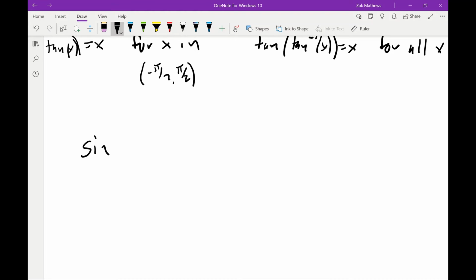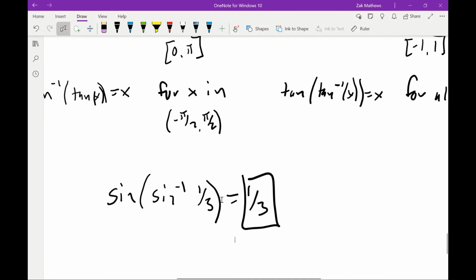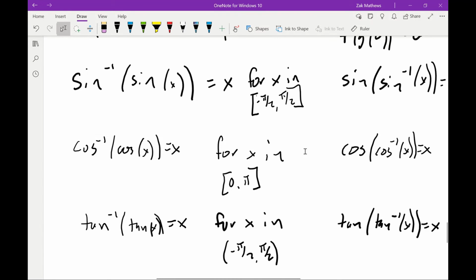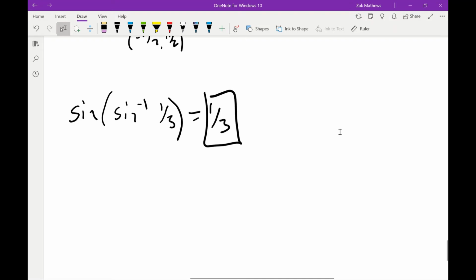Let's say, for instance, that I were to have the problem sine of the inverse sine of 1/3. Well, I know the answer is 1/3. There's no work to be done. I know that that 1/3 is in the domain of my inverse trig function. The sine is in between -1 and 1. Let me do one that we can do the long way. 1/3 is actually not one that we can find an exact value for. 1/2 is. Let's think about this problem for a second.